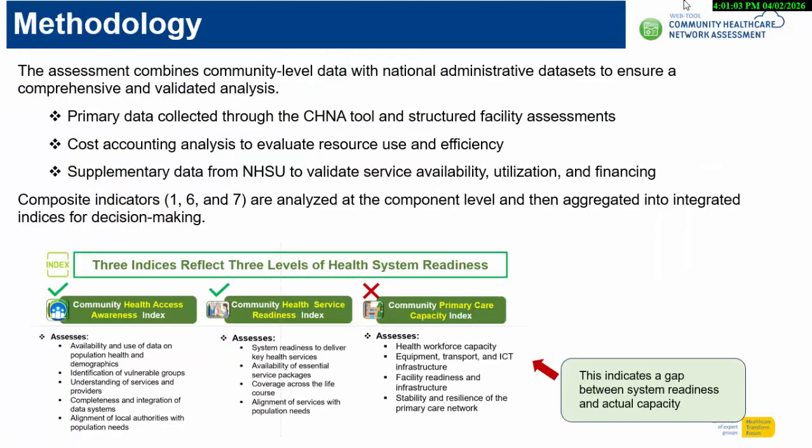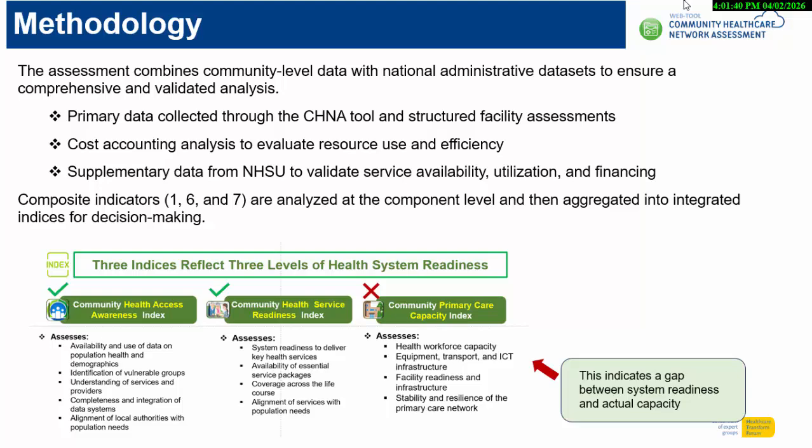And you will see, I will demonstrate how data will be transformed into decisions. What I would like to say is that we use three indices which reflect three levels of healthcare system readiness. The first index focuses on awareness: whether the community and local authorities understand their population, health needs, and available resources.